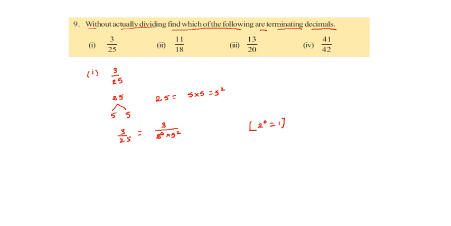Now you observe the denominator is in the form of 2 to the power of n, n means an exponent, into 5 to the power of m, m also an exponent. So it is in the form of 2 to the power of n into 5 to the power of m. Hence, it is a terminating decimal. Therefore, 3 by 25 is a terminating decimal.